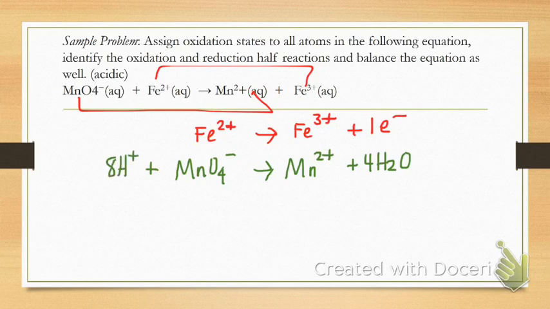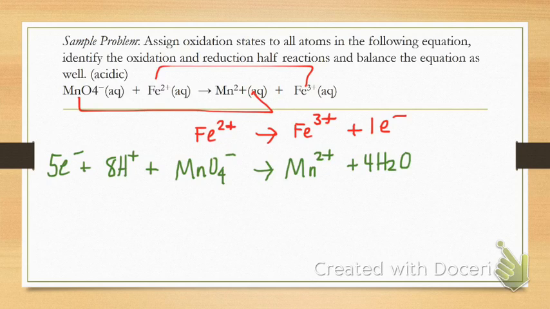And now I need to balance my charge. Okay. On the product side, I currently have a +2 charge. And what's my charge on the reactant side right now? 7+. So how many electrons do I need to add to my reactants? 5.